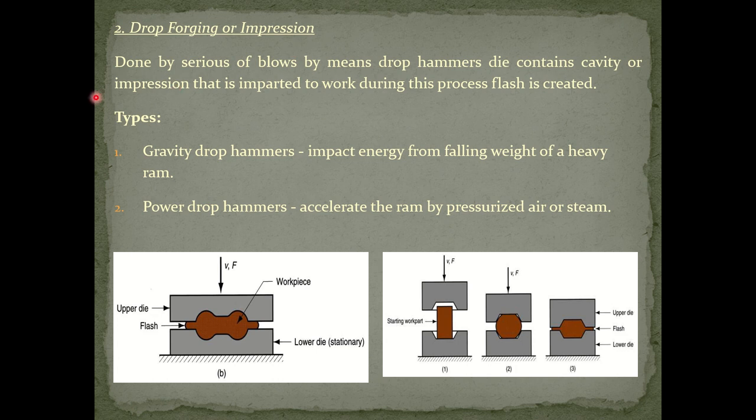It is done by series of blows by means of drop hammers. Die contains cavity or impression that is imparted to the work. During this process, flash is created. Means flash matlab the waste material jo hame wahan se cut karna padta hai. Basically it has two types. It is gravity drop hammer, means impact energy from falling weight of a heavy ram. Means hum gravity se load apply karte hai. Ya fir power drop hammers. It accelerates the ram by pressurized air or steam. So this is the drop forging or impression.